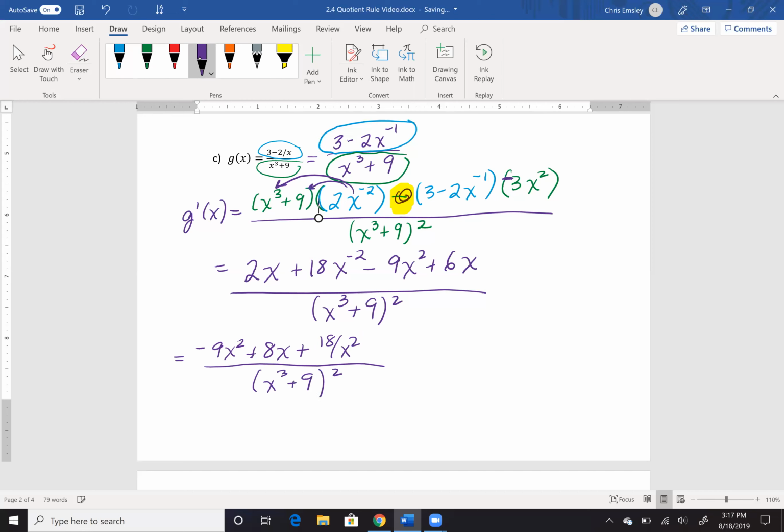And even though we started with a complex fraction, we really like it if our final answers do not have a complex fraction in them. So let's go ahead and we're going to multiply both the top and the bottom here by x squared, because that's going to get rid of that complex fraction. So our final answer would be negative 9x to the 4th plus 8x cubed plus 18 all over x squared times x cubed plus 9 quantity squared.